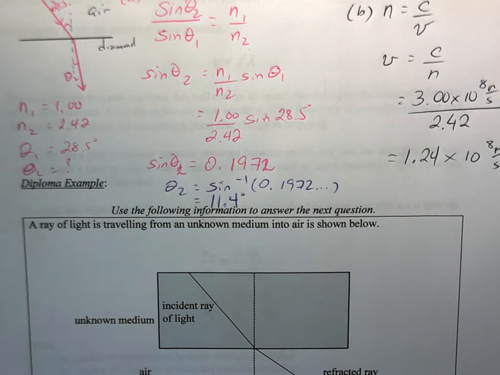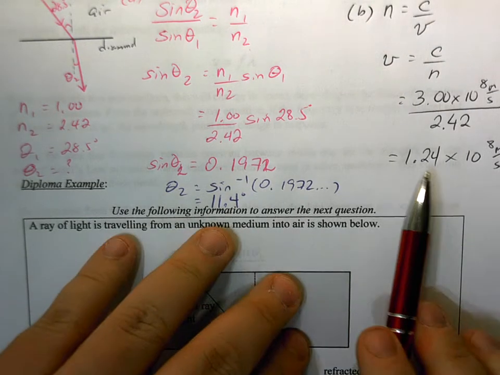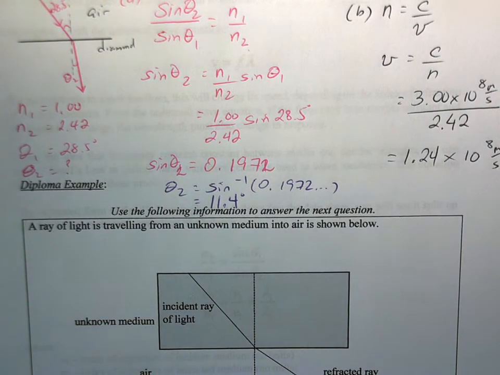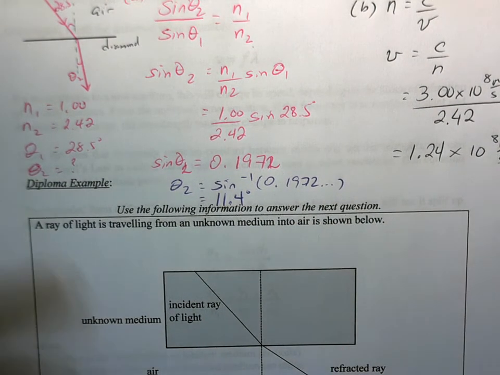So when light's traveling in the air, it's going at 3 times 10 to the 8 meters per second. When it enters the diamond surface, it's going to slow down. It's going to go at about 1.24 times 10 to the 8 meters per second. So it has slowed down quite a bit, but keep in mind, it's still going really fast. It's still traveling on that order of 10 to the 8 meters per second.